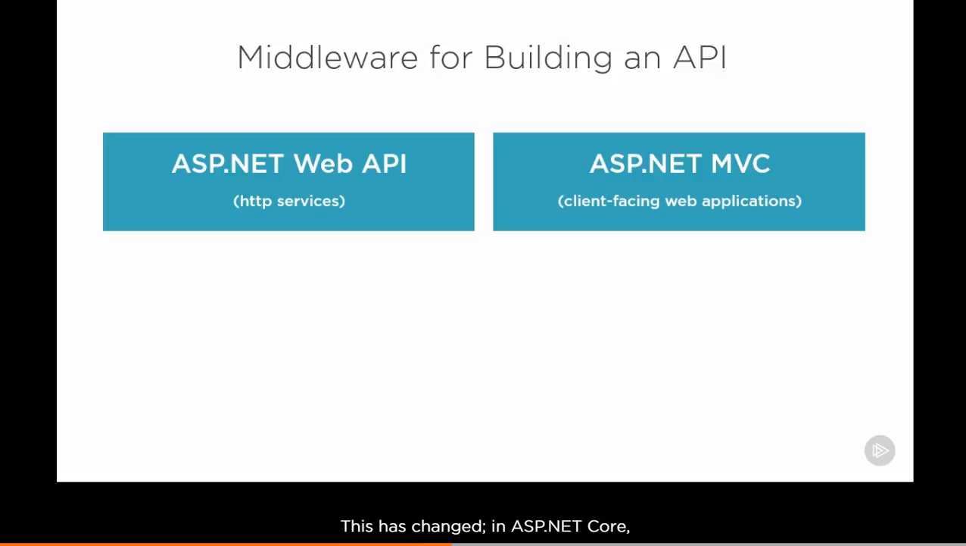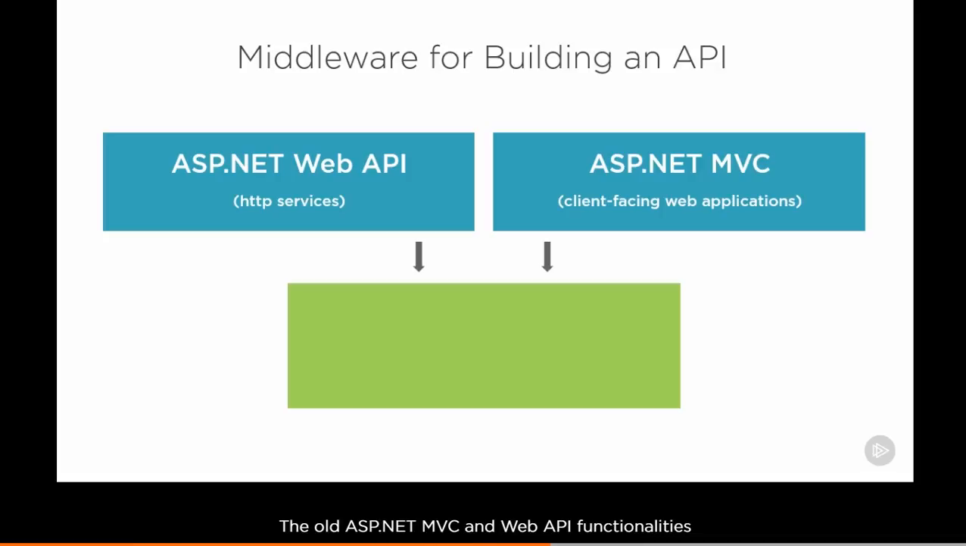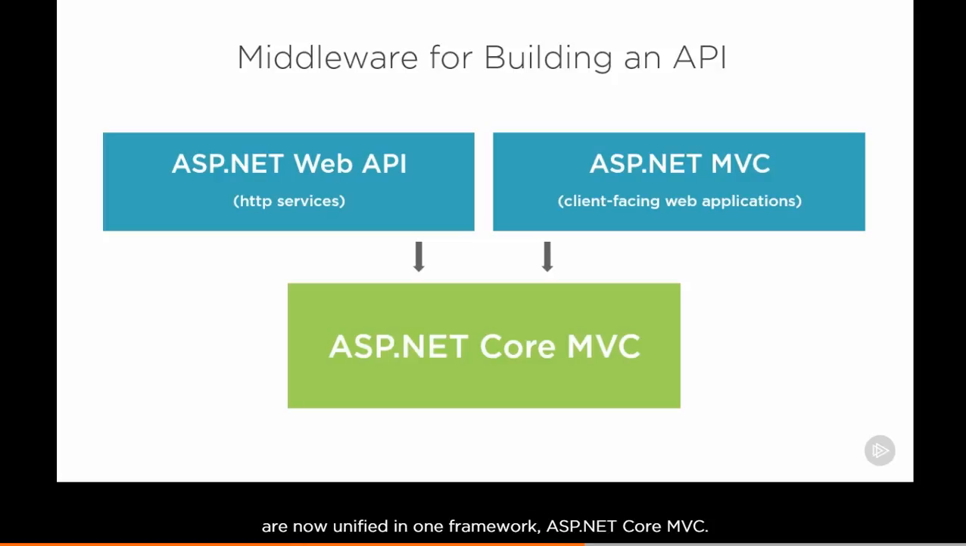This has changed. In ASP.NET Core, there is no separate Web API framework anymore. The old ASP.NET MVC and Web API functionalities are now unified in one framework, ASP.NET Core MVC. It's positioned as a rich framework for building web apps and APIs using the Model View Controller design pattern. This makes sense. After all, MVC is a design pattern that was used both by ASP.NET MVC and ASP.NET Web API. The middleware we'll have to configure and add to the pipeline is thus the ASP.NET Core MVC middleware.